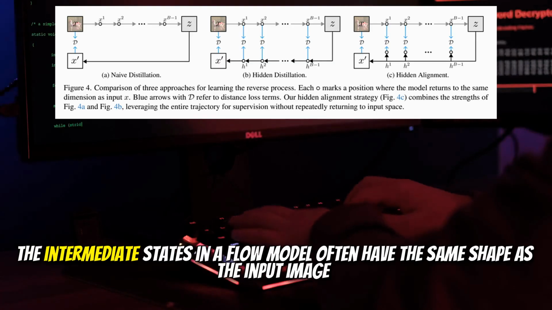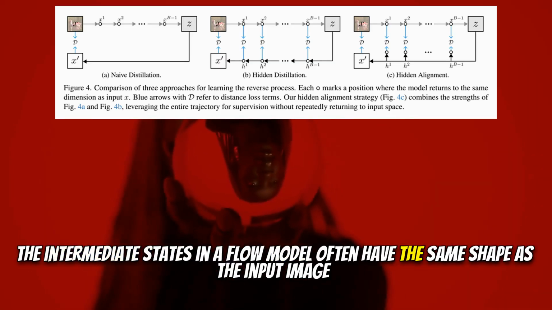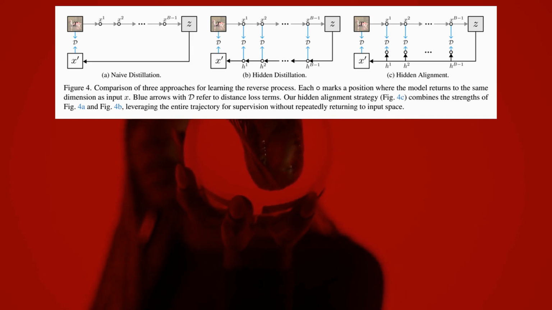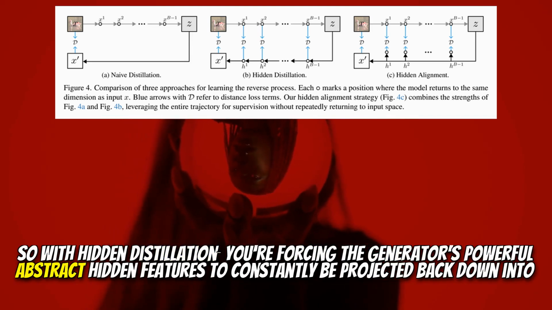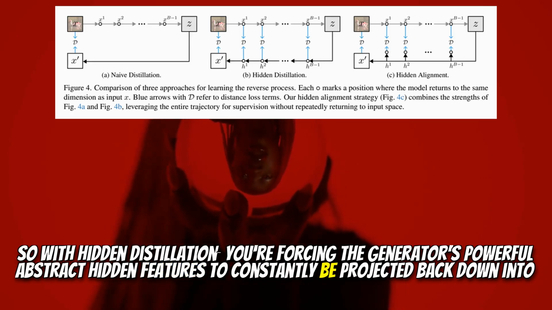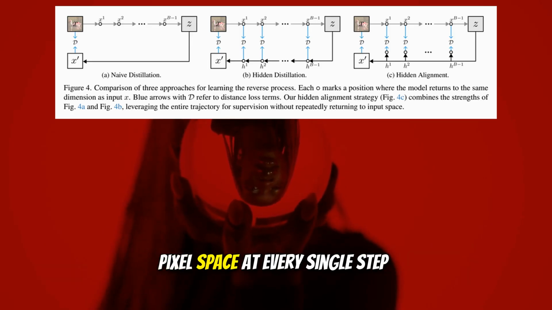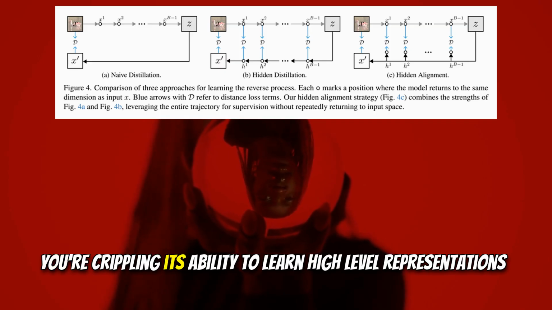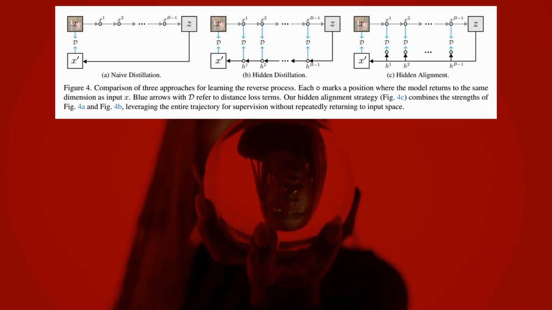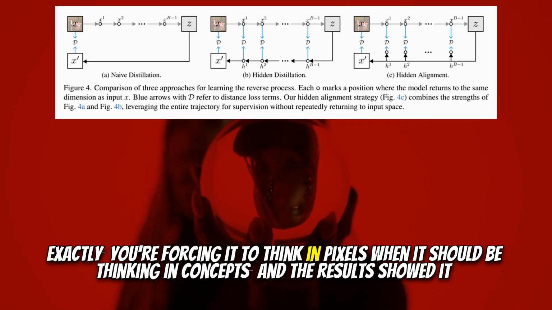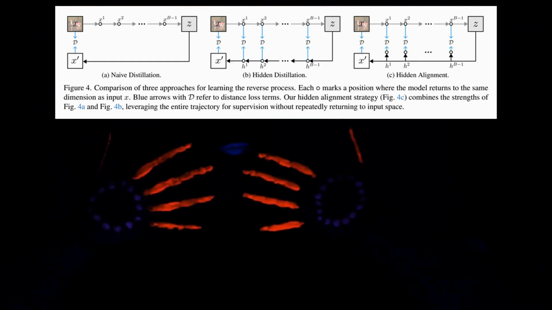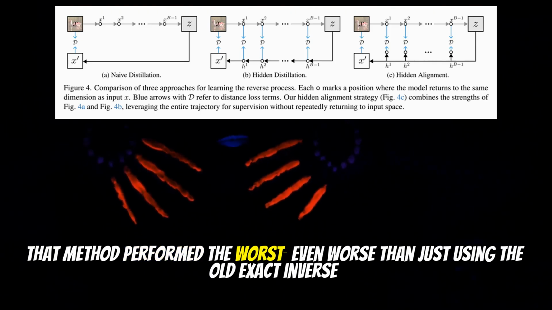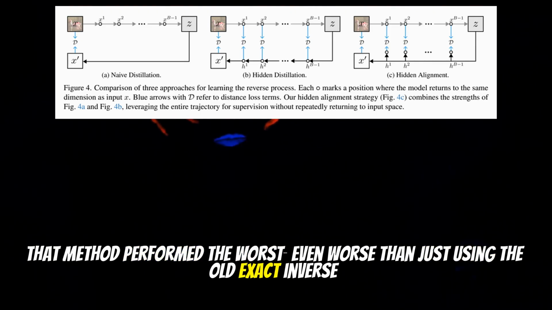The intermediate states in a flow model often have the same shape as the input image. So with hidden distillation, you're forcing the generator's powerful, abstract, hidden features to constantly be projected back down into pixel space at every single step. You're crippling its ability to learn high-level representations. Exactly. You're forcing it to think in pixels when it should be thinking in concepts. And the results showed it. That method performed the worst, even worse than just using the old exact inverse.